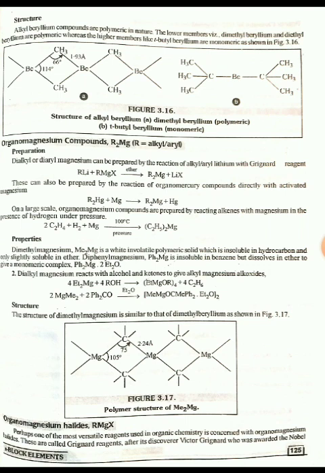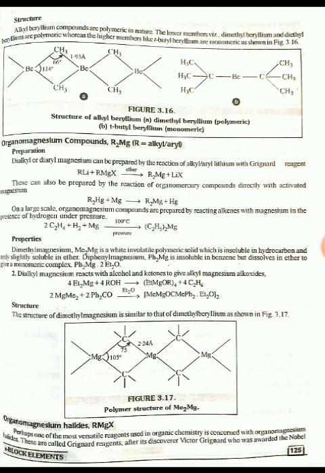Properties. Dimethyl magnesium, Me2Mg, is a white involatile polymeric solid which is insoluble in hydrocarbon and only slightly soluble in ether. Diphenyl magnesium, Ph2Mg, is insoluble in benzene but dissolves in ether to give a monomeric complex, Ph2Mg.2Et2O. Second, dialkyl magnesium reacts with alcohol and ketones to give alkyl magnesium alkoxides. Structure. The structure of dimethyl magnesium is similar to that of dimethyl beryllium as shown in figure 3.17.